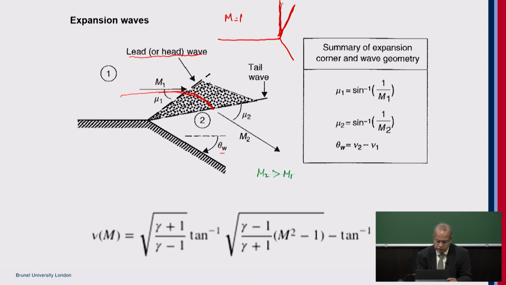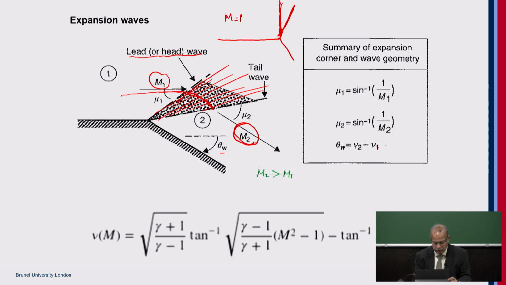There are numerous expansion fans through which the flow gradually turns, and so this is an expansion process. So the Mach number of the flow leaving this tail wave will be greater than the Mach number of the flow that is meeting the head wave. This theta w is the wall turning angle, and that is the difference of the Prandtl-Meyer expansion angles.